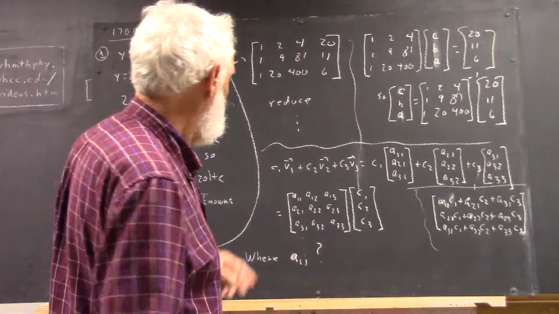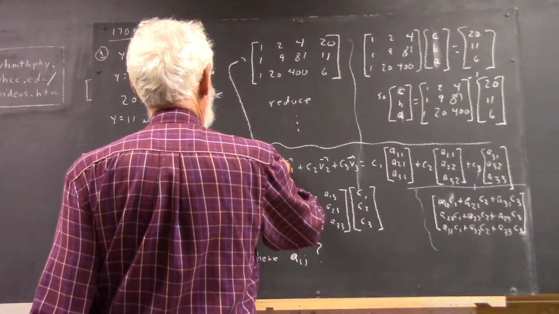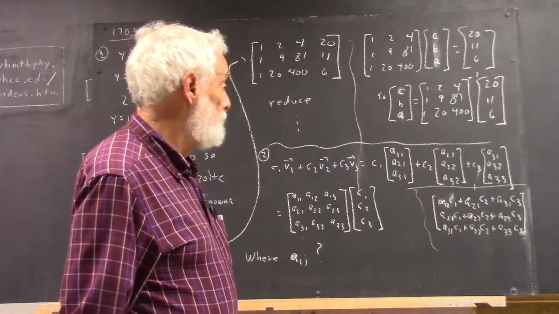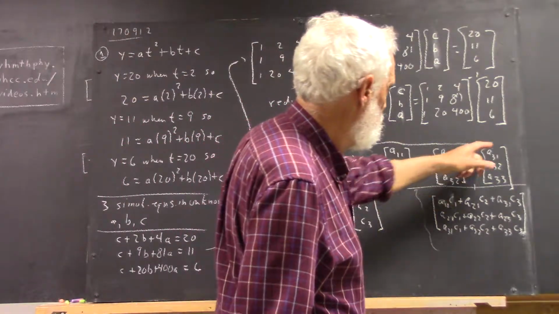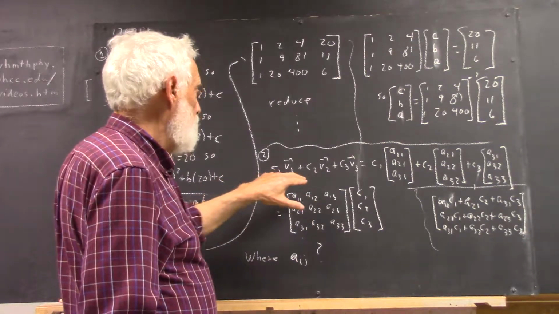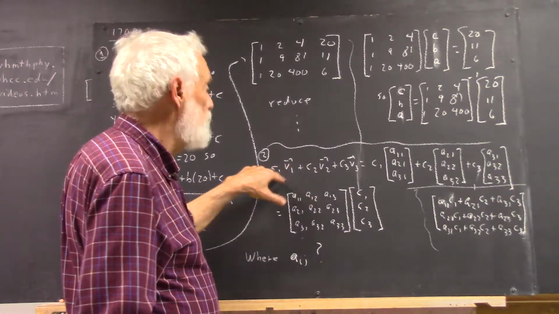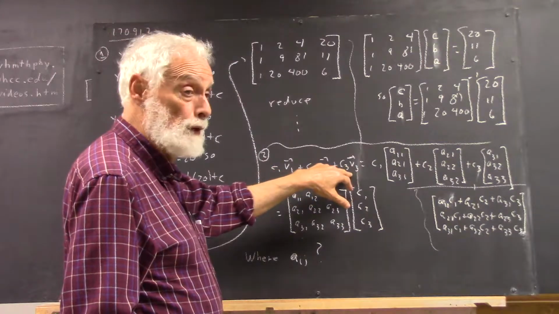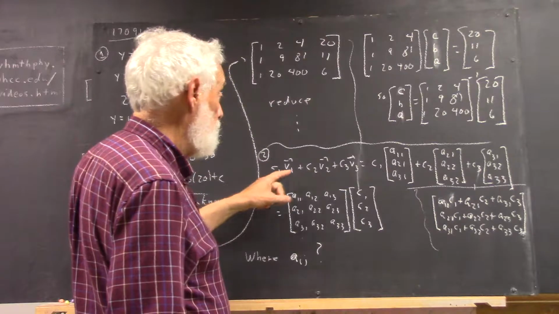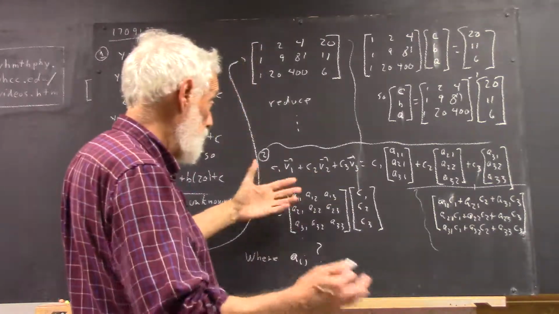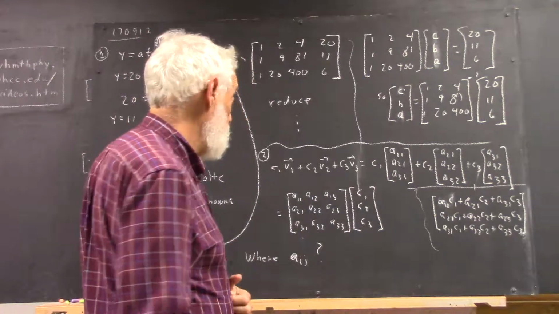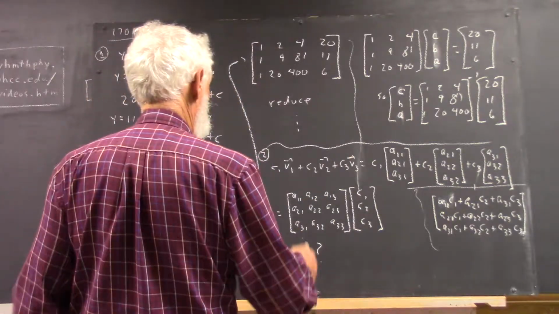Okay, second problem. You were given V1, V2, and V3. Here's V1, here's V2, here's V3. You were just given that and asked to write the combination C1 V1 plus C2 V2 plus C3 V3. This is a linear combination of V1, V2, and V3, and since we haven't specified the values of C, this is an arbitrary linear combination of V1, V2, V3.